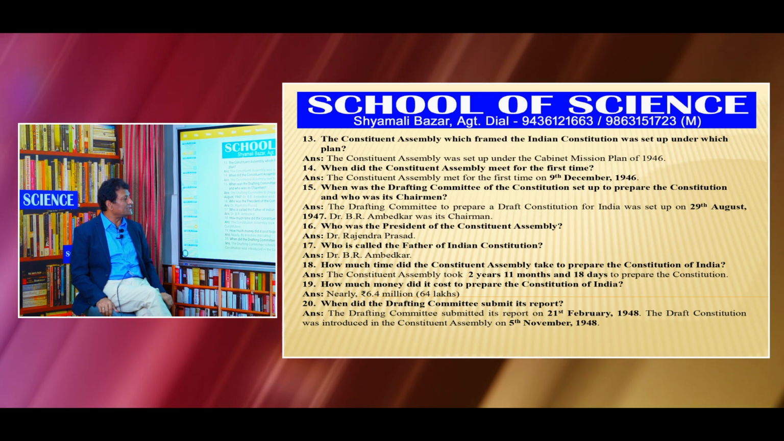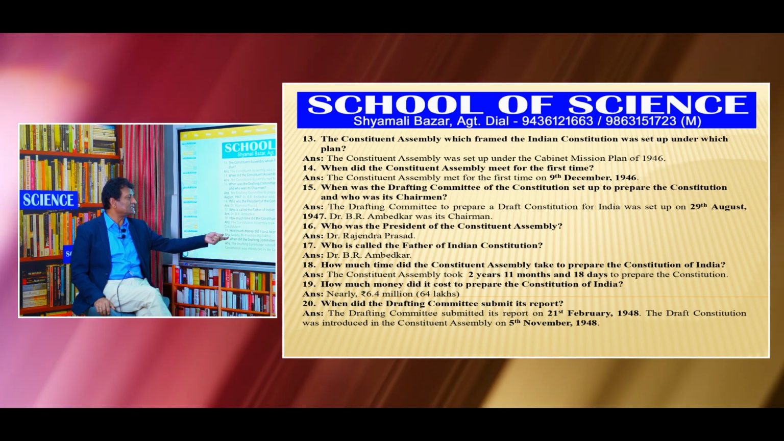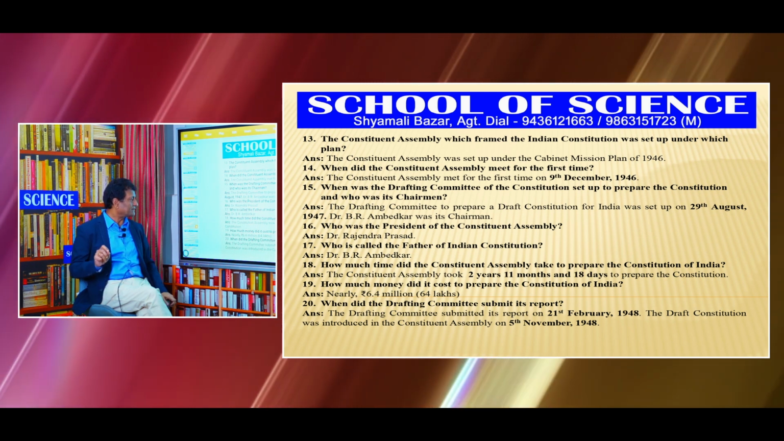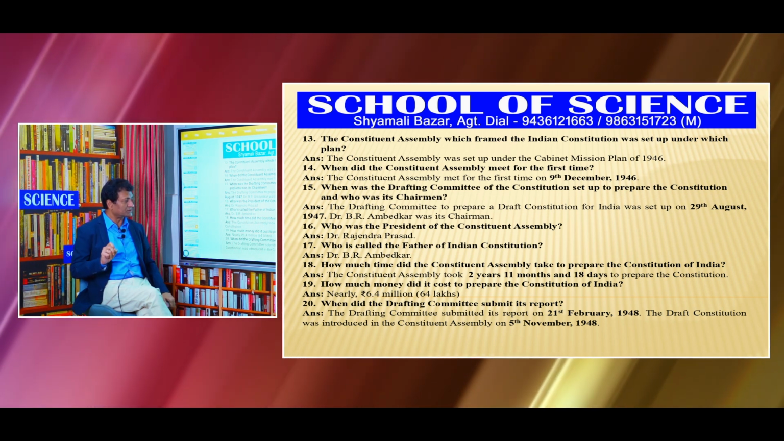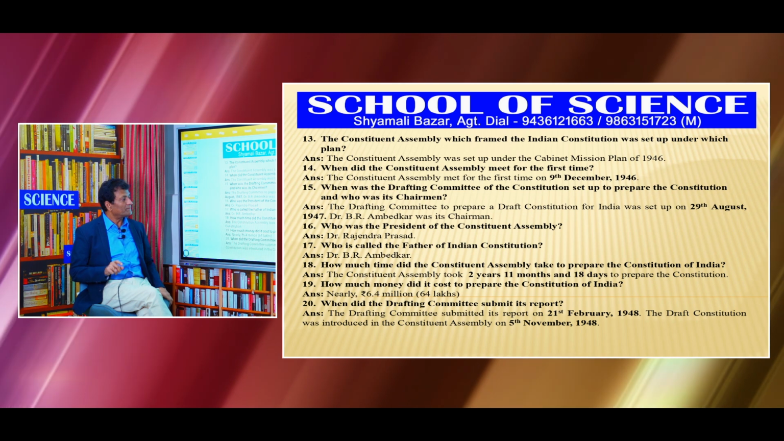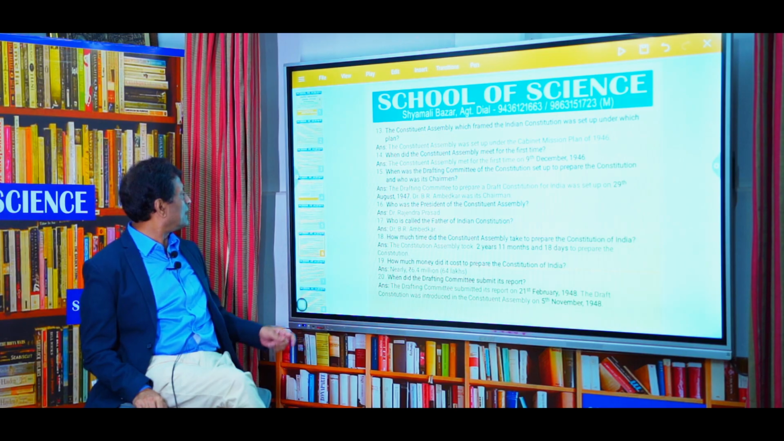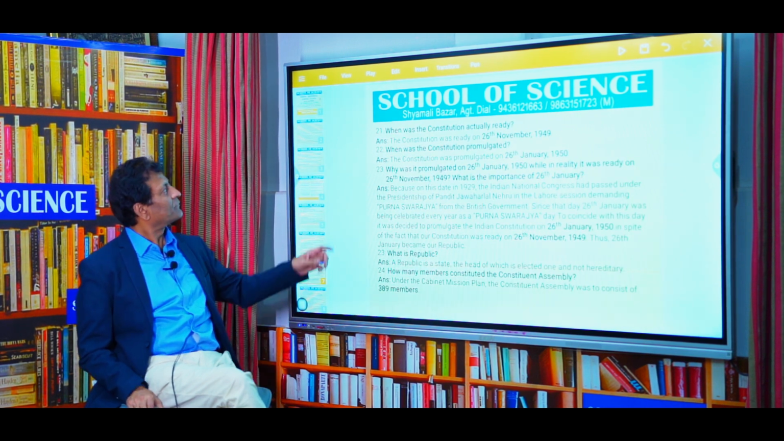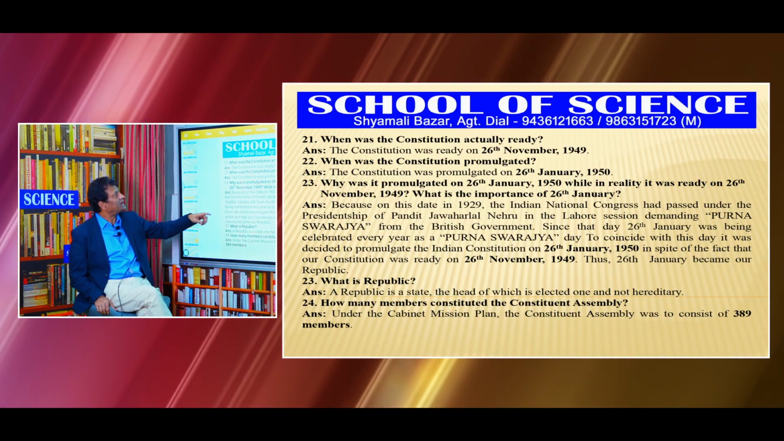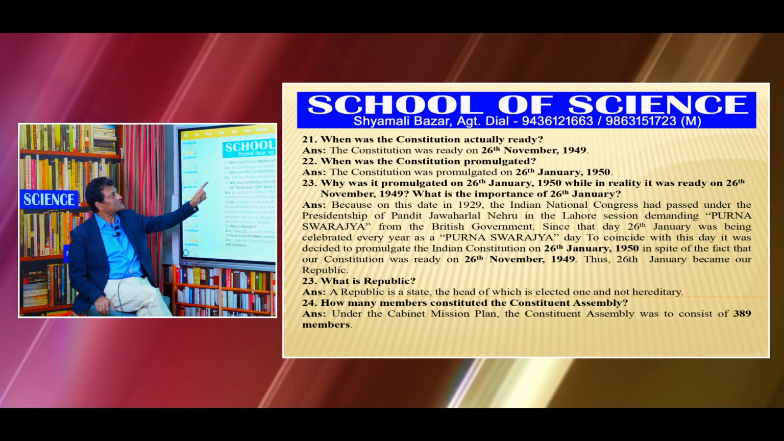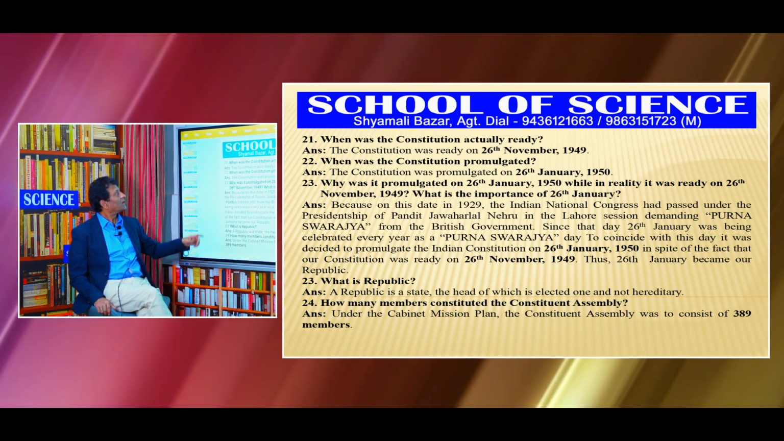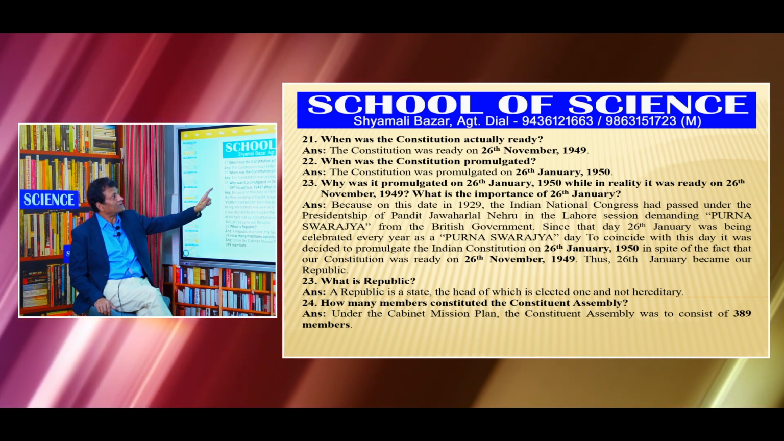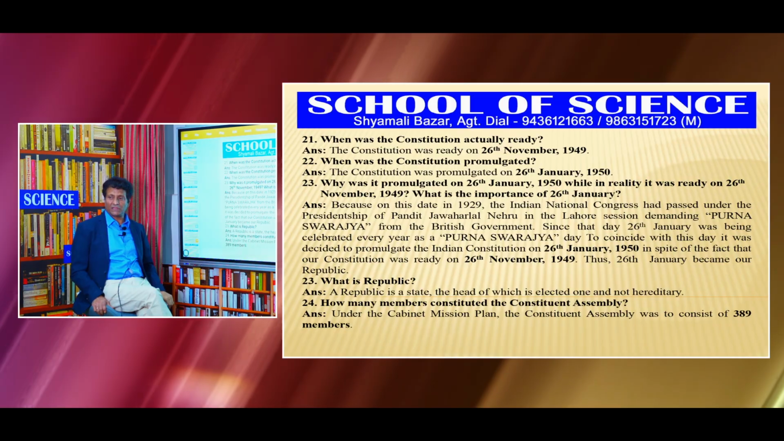When did the drafting committee submit its report? The drafting committee submitted its report on 21st of February 1948. The draft constitution was introduced in the Constituent Assembly on 5th November 1948. Now let's see question number 21. Okay. When was the Constitution actually ready? The Constitution was ready on 26th November 1949. When was the Constitution promulgated? The Constitution was promulgated on 26th January 1950.